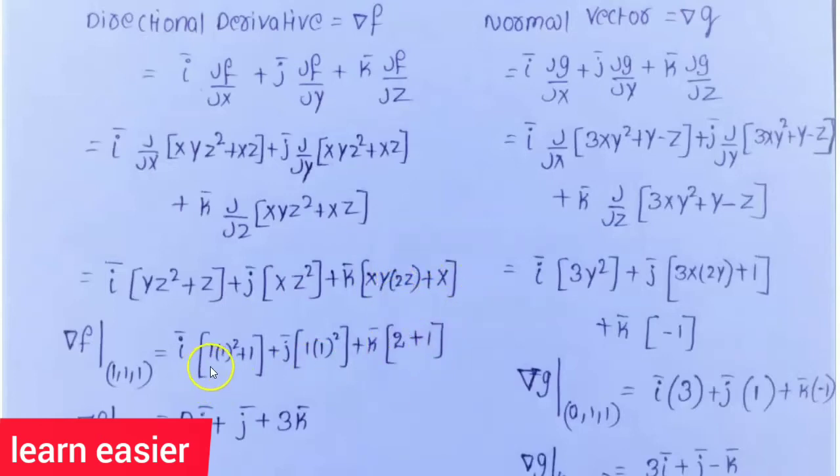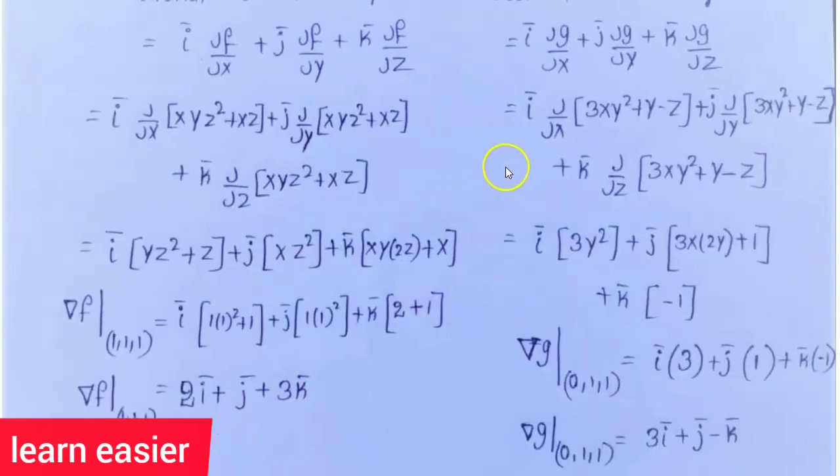So we get 1 plus 1 is 2i bar, and here 1 into j bar is j bar, and 2 plus 1 is 3 into k bar. So finally we got del f at the point (1, 1, 1) is 2i bar plus j bar plus 3k bar.